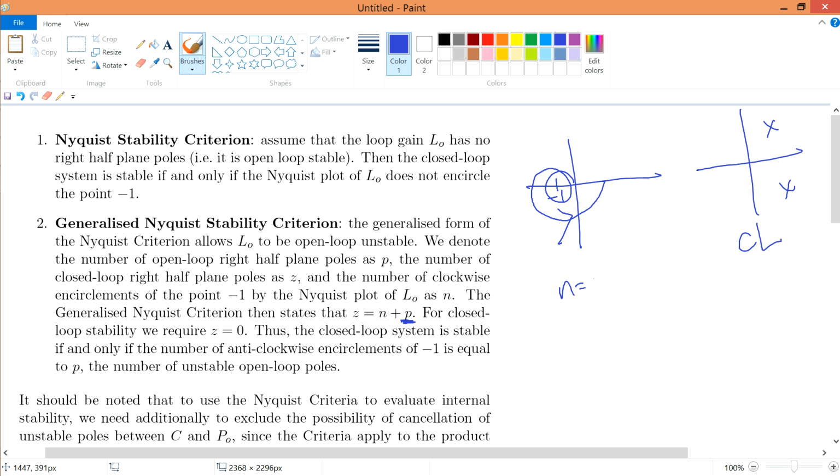So N is equal to minus 2 from our Nyquist plot, and we also have the closed loop poles from our transfer function, P equals 2. So when you add them up together, Z is equal to 0. So this is a very super summarized sentence to illustrate this particular meaning. So be very careful about this.